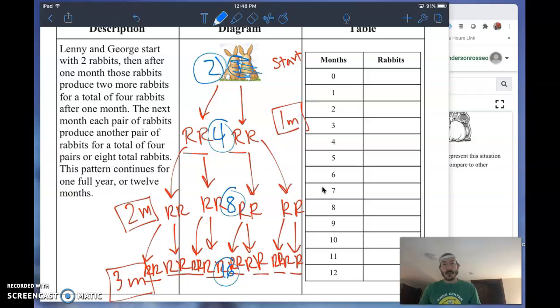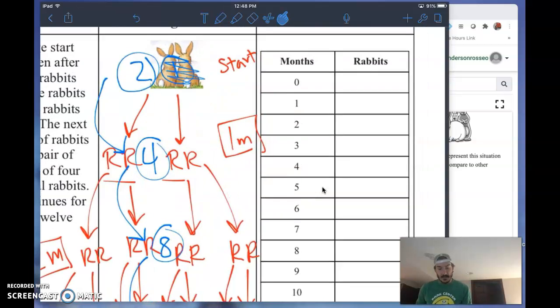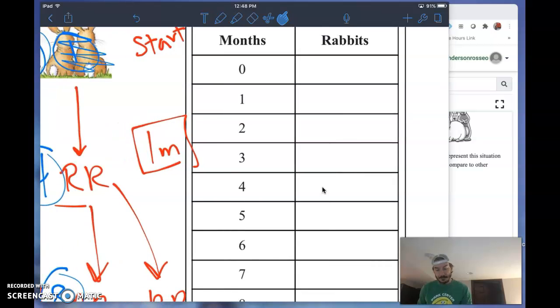If I can see that, that's really going to help me with the table that might help me answer that question about George and Lenny, and may help me see that growth pattern that we agree is nonlinear. So let me take these and throw them into my table. Start with 2. After 1 month, we go from 2 to 4. After 2 months, I go from 4 to 8, and then I went to 16.